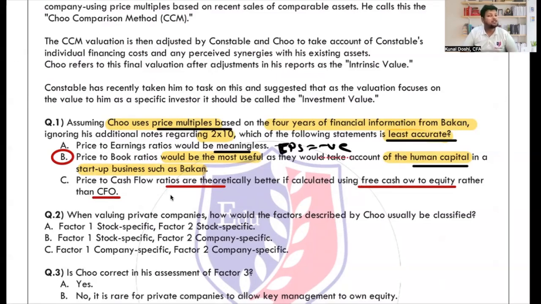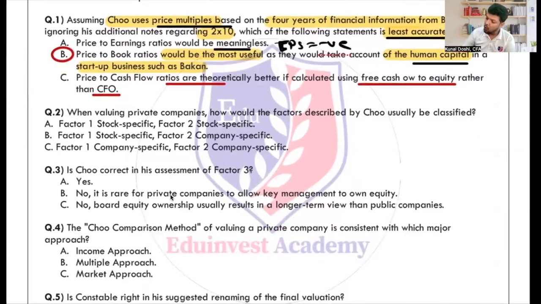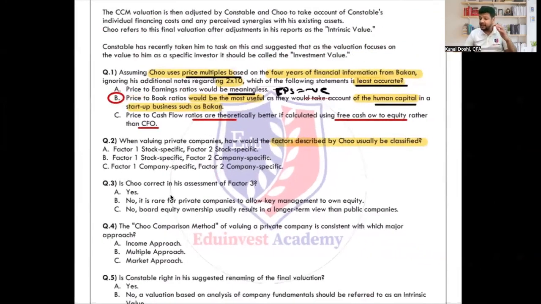Guys, in the price to cash flow ratios, free cash flow is considered better than the CFO. Understood? So that's not a wrong statement. The wrong statement is B here. Clear? Perfect. Next, when valuing private companies, how would the factors described by Chu usually be classified?